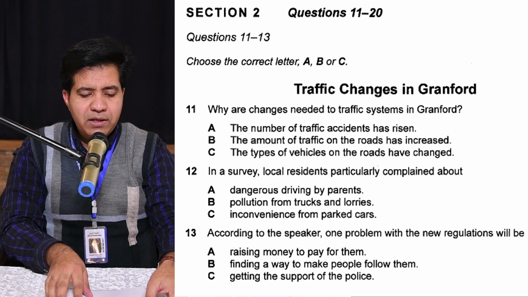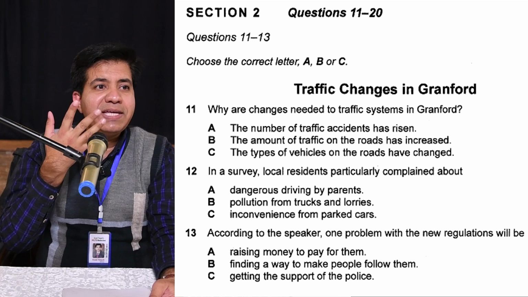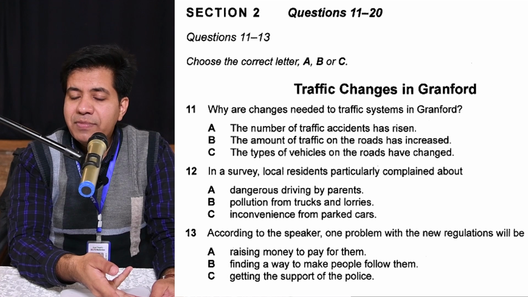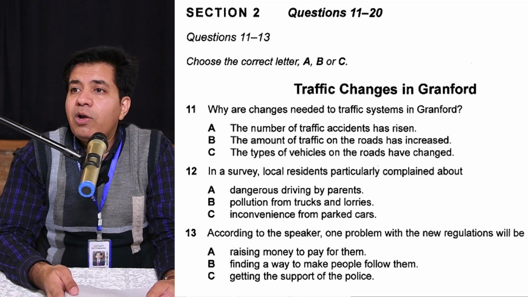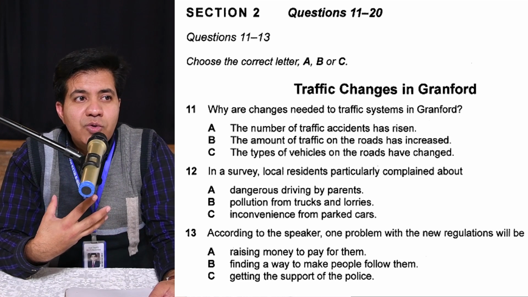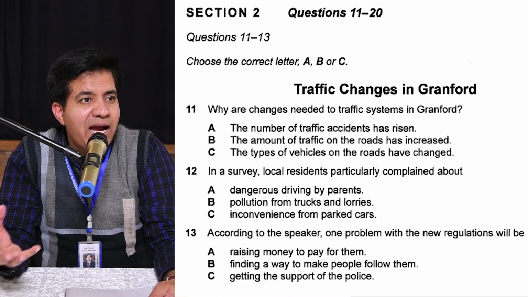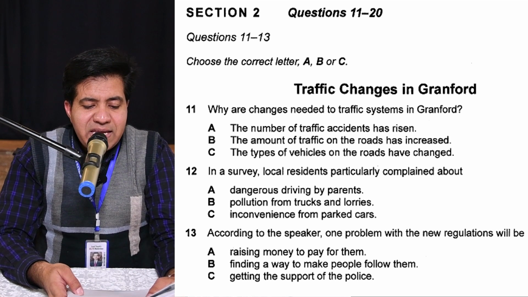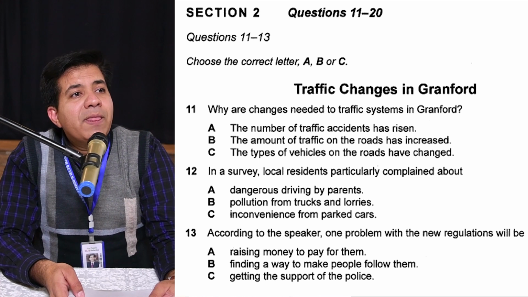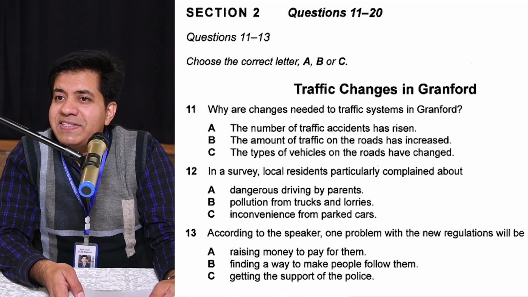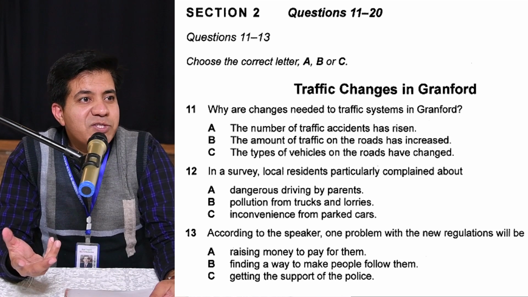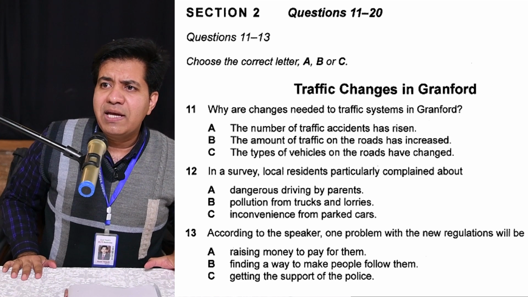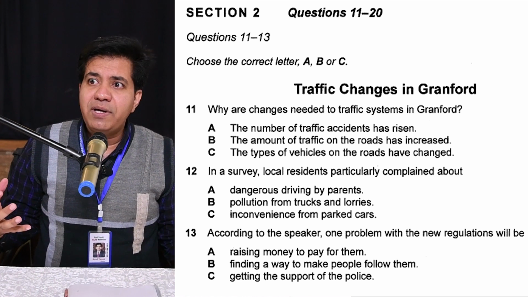So, new regulation will be raising money to pay. If they say, we already have enough funds, then A is a trap. B, finding a way to make people follow them. If they say, we need to contact the police department so that everybody follows this new rule, then it can be B. And C, getting the support of the police. If they say, we already have the support of the police, then it's a trap. Once you are mentally prepared, multiple choice is not complicated. Initially it sounds like they trap us, they cheat us and all that.